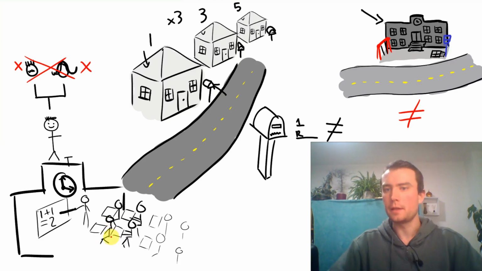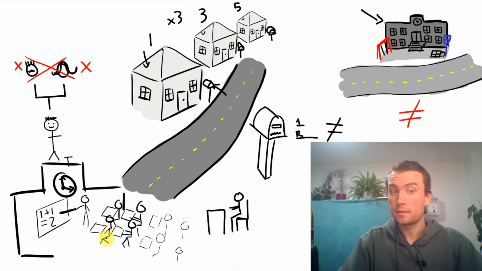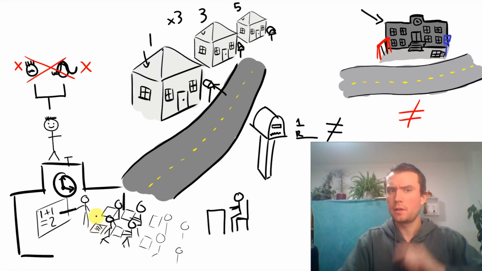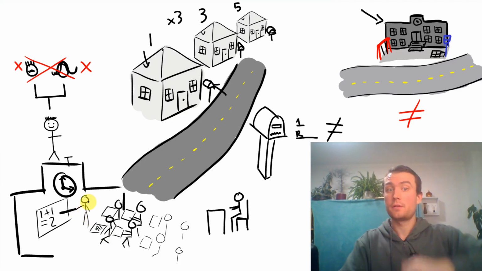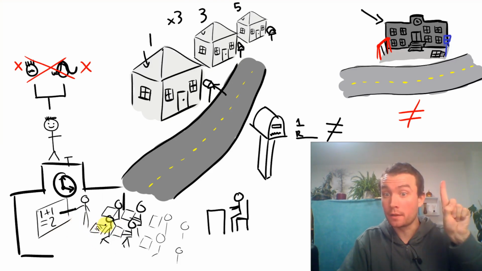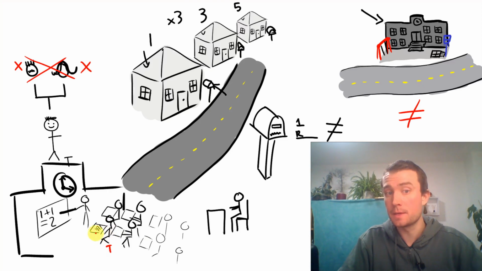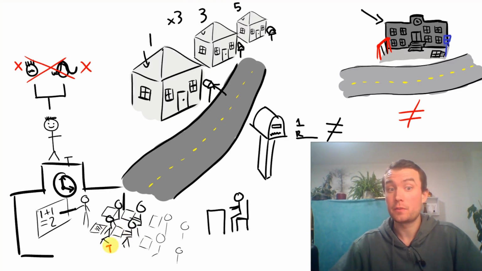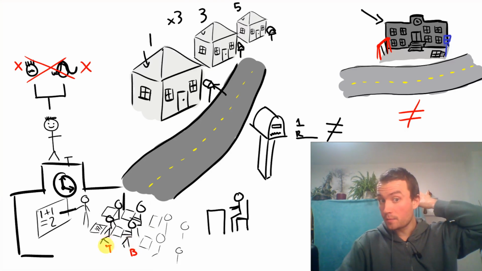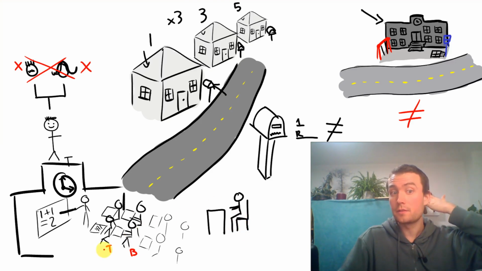Here, sitting like me, sitting on a chair at a desk, not standing at the front of the room like the teacher, sitting at one of the desks is Tim. Here's Tim. Also in Tim's class is Bill. Behind Tim, there's Bill. Bill is sitting behind Tim.